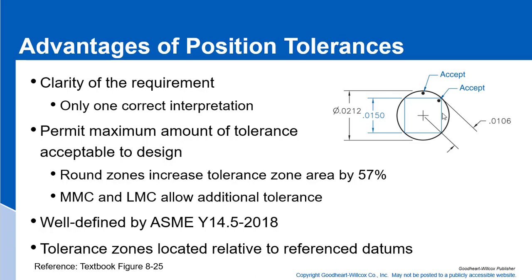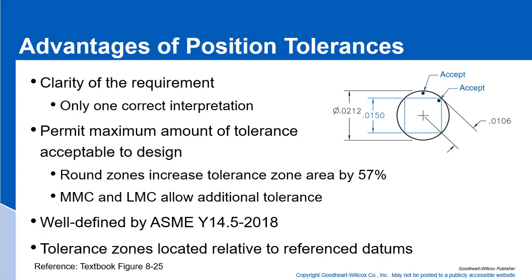So one of the arguments is, hey, I can accept this part here, because it fits in there, because it's actually right at the corner of this square tolerance zone. Now, this part over here is at the same distance away from the true position, but it's not acceptable. So really, positional tolerances do expand that tolerance zone over a plus or minus tolerance. And here's the big thing: their tolerance zones are located relative to reference datums.